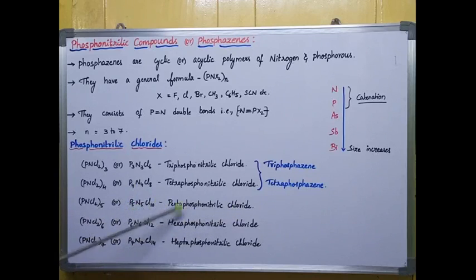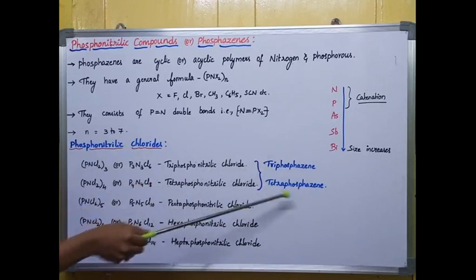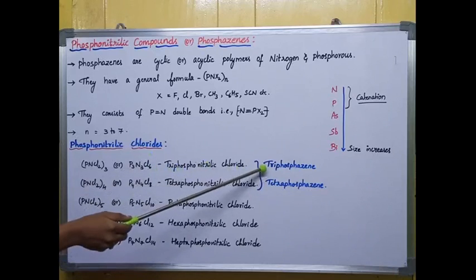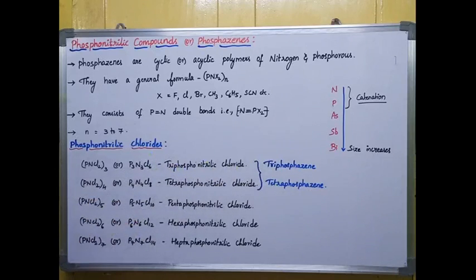5 means we'll say penta. Next, (PNCl2)6. If I keep 6, you'll get P6N6Cl12. This is called hexaphosphonitrilic chloride. 6 is hexa. Next, (PNCl2)7. 7 means hepta. This can be written another way, P7N7Cl14. This is called heptaphosphonitrilic chloride. Among all these, we have triphosphazene and tetraphosphazene in our syllabus. So let us see the preparation, properties and structure of these two phosphazenes.